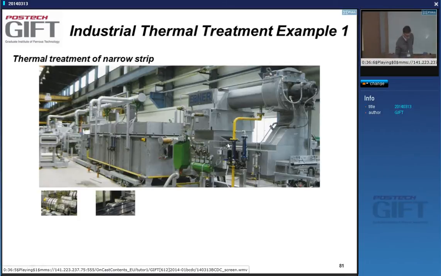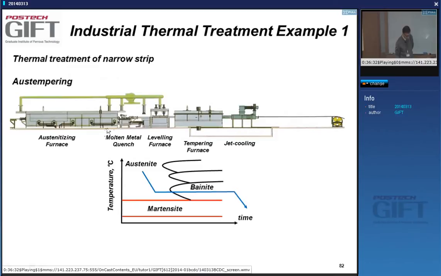So this is an example of a line like this. There are different segments here, and we'll talk about them in more detail. So what comes in are these coils, yes? These narrow coils of strip material. If you uncoil them, you get long, long strips of steel, yes? And they go into this line like this. So let's have a look at what this furnace basically looks like. It's commonly used to do heat treatment of narrow strip.